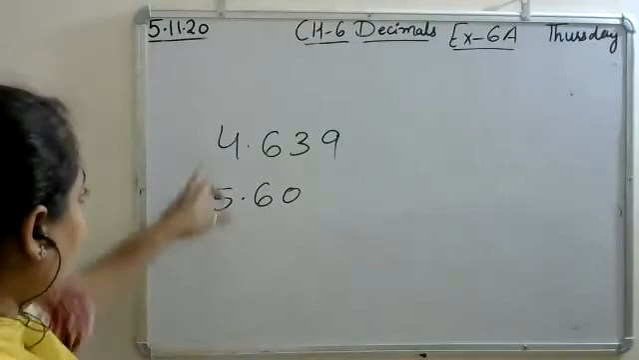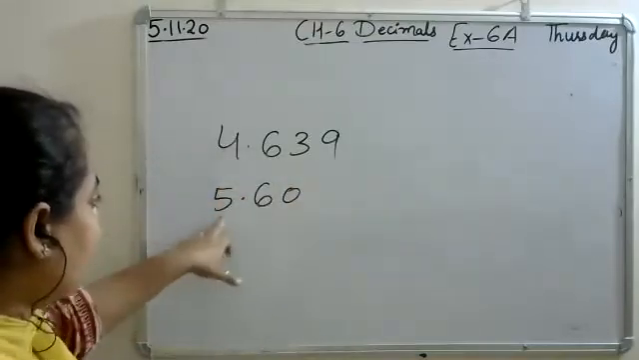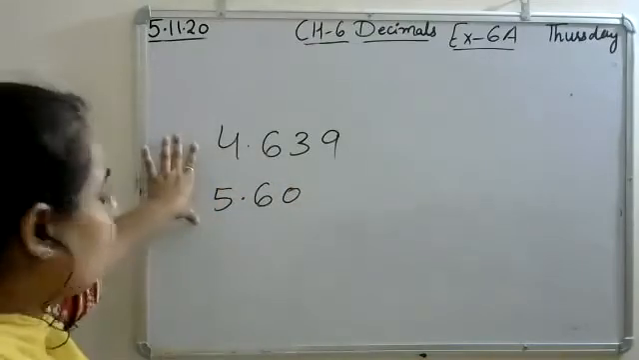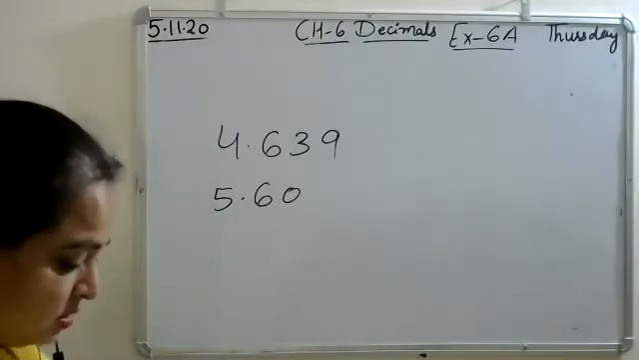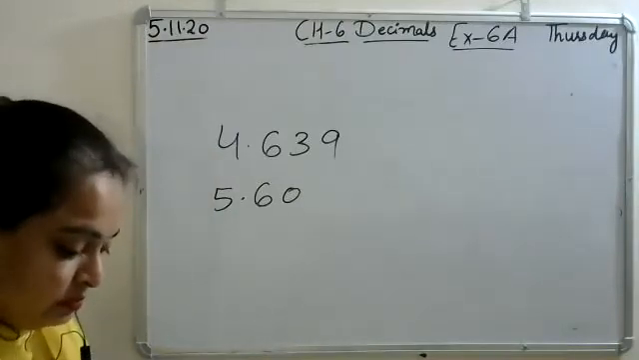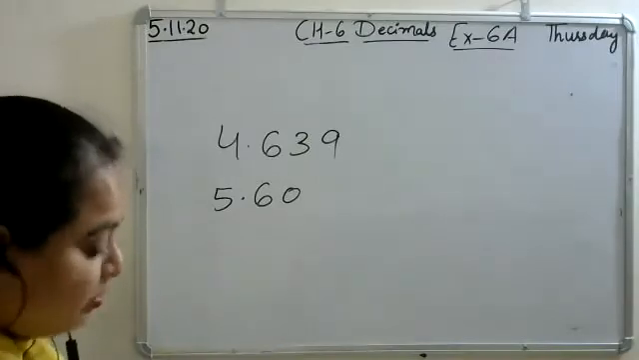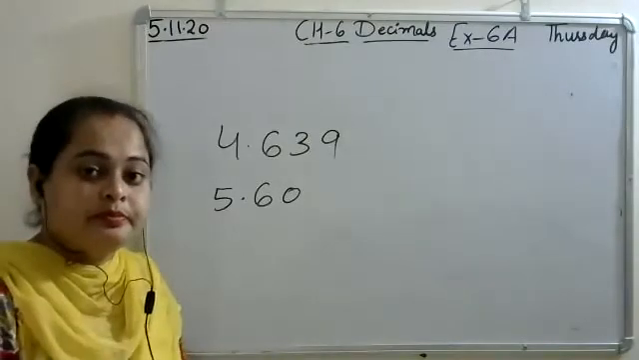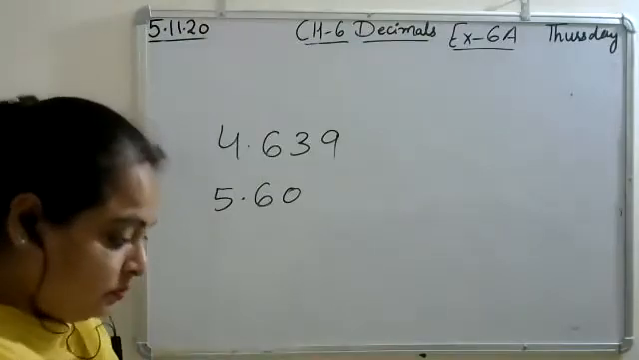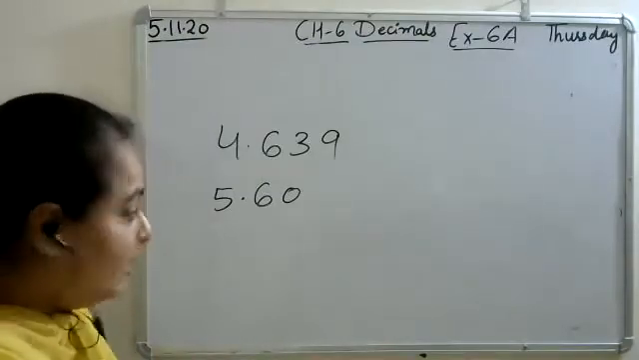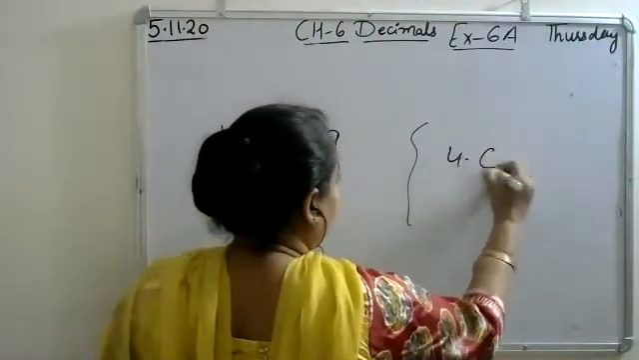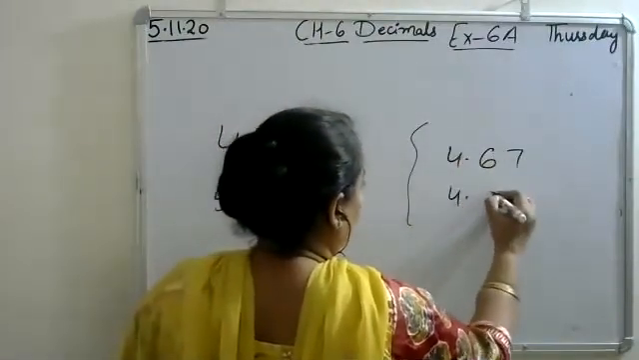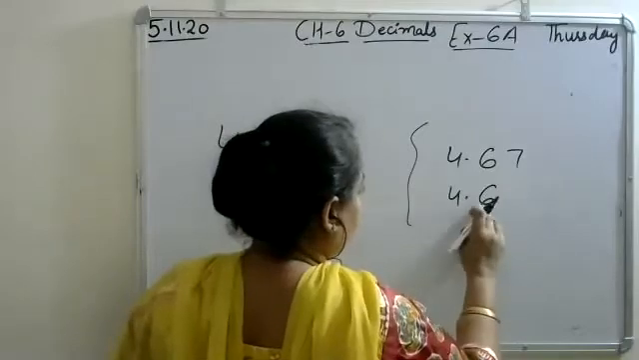Tell me. 4.639, 5.60. These two fractions are like or unlike? Tell me. मैम अनलाइक. Why? Give me the explanation. And what about this? 4.67, 4.6. What about these two?